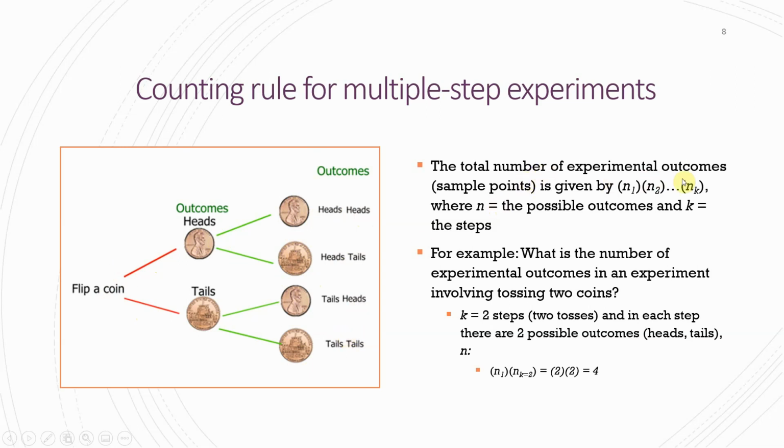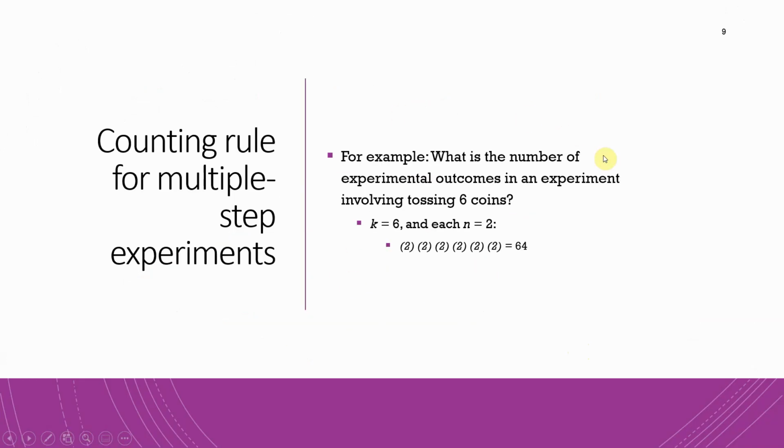The total number of experimental outcomes is given by this equation here, and that's what we did. We solved it to get 4. And this is just an example showing the actual 4 outcomes that you could get. So the counting rule for multiple steps is important because it will tell you how many possible outcomes there are. Let's look at another example just to clarify this.